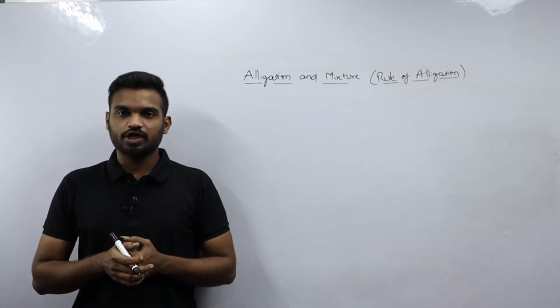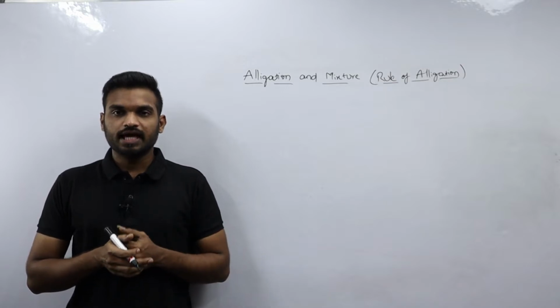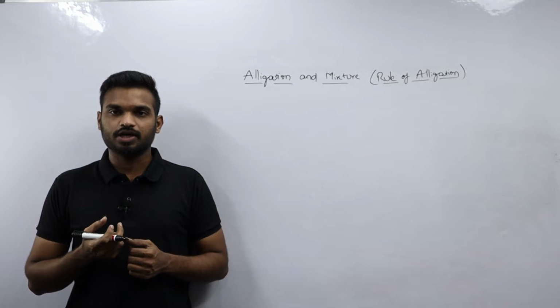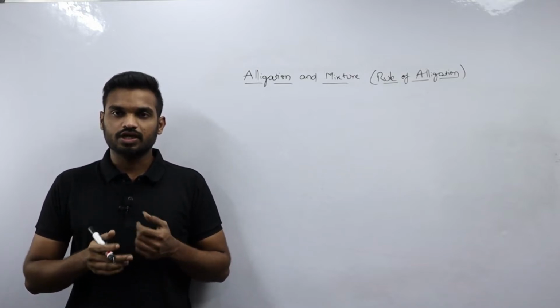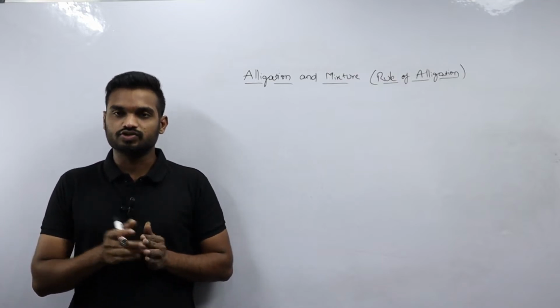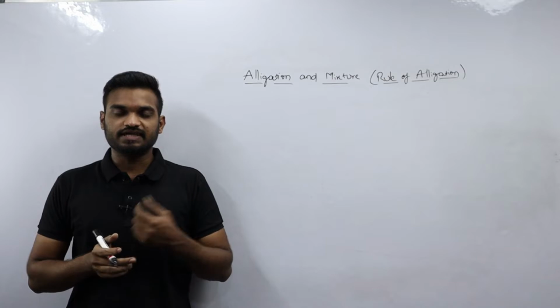Today in this video, we are going to discuss the topic Rule of Alligation in Alligation and Mixture. This is the third part of the Alligation and Mixture tutorial. If you haven't watched the first and second parts, I recommend you watch them, so that you can come to know the concept of Alligation and Mixture and also the methods we use to solve the problems. Now in this video, let us discuss the Rule of Alligation method.